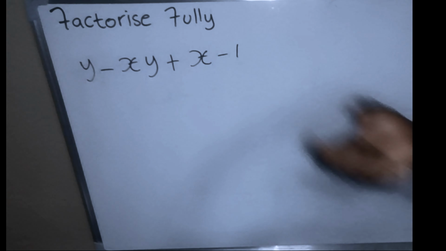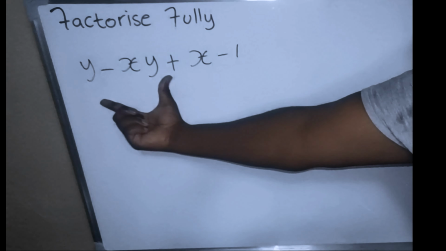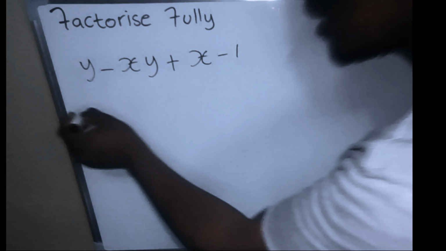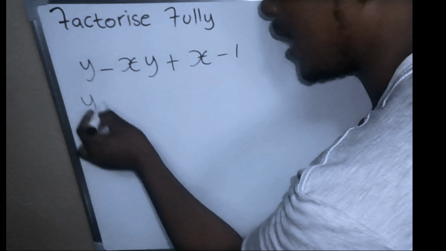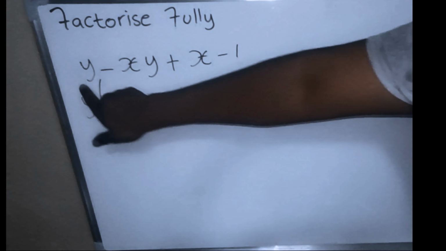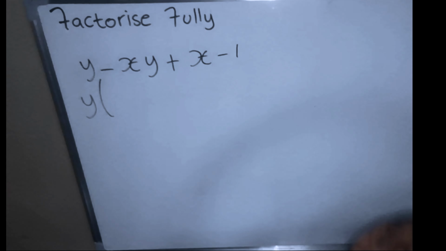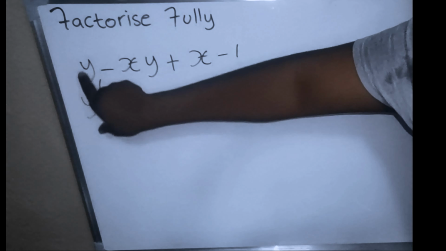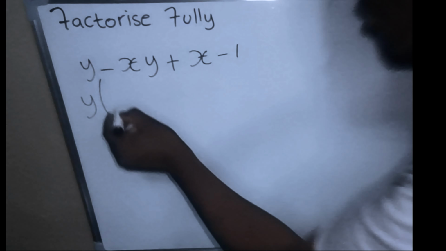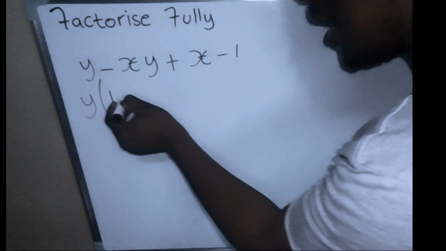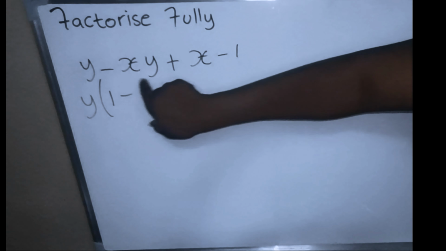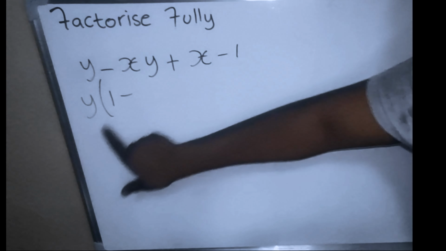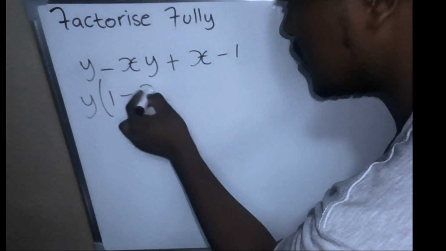Let us take out the common factor of the first 2 terms. What is common between y minus xy? It's y. I take out y outside the bracket and open a bracket here. After you have taken out the common factor, you say the first term divided by my common factor. y divided by y gives 1, you put it here. Then xy divided by y: this y divided by this y, we are left with x, and you put this x here.